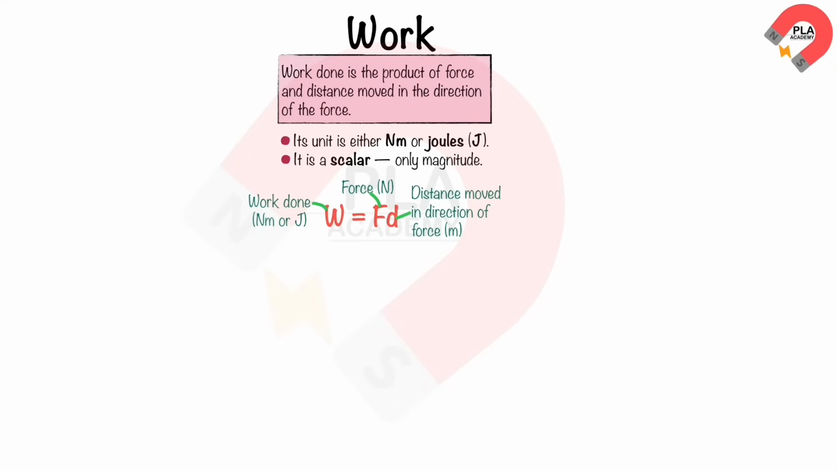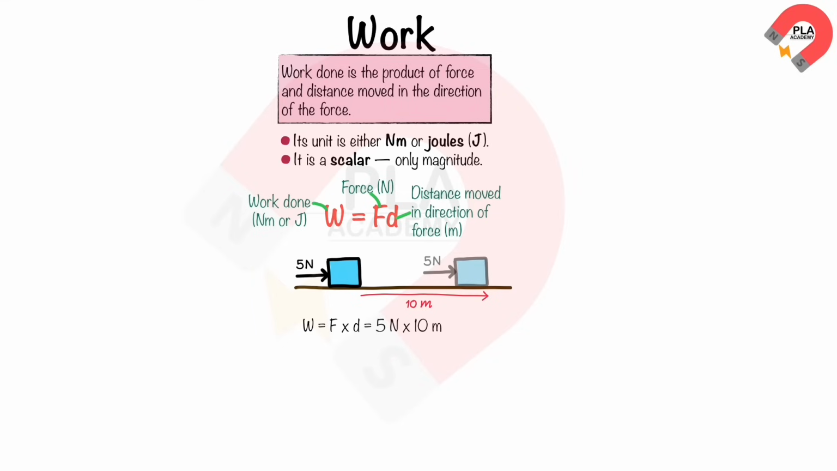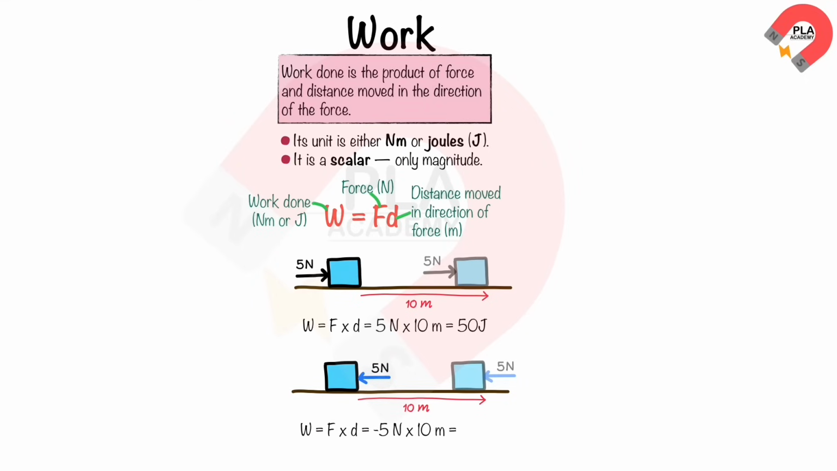meters. For example, a force of 5 newtons acts on a box, causing it to move in the direction of force for a distance of 10 meters. Therefore, work done is 5 times 10, which is equal to 50 joules. On the other hand, if a force of 5 newtons acts in the opposite direction of the distance moved, which is the negative direction, then work done is minus 5 times 10 equals minus 50 joules.